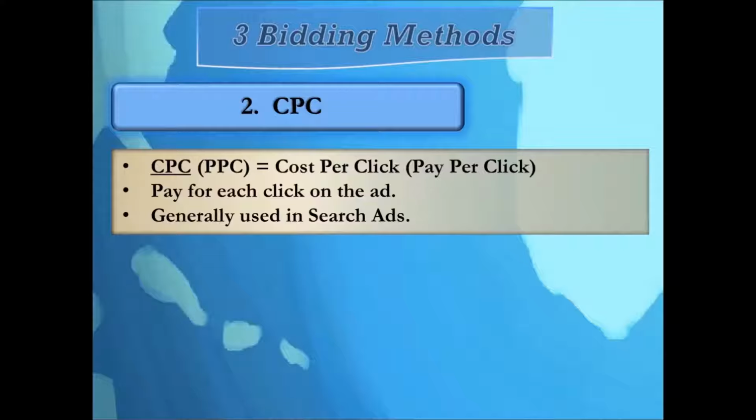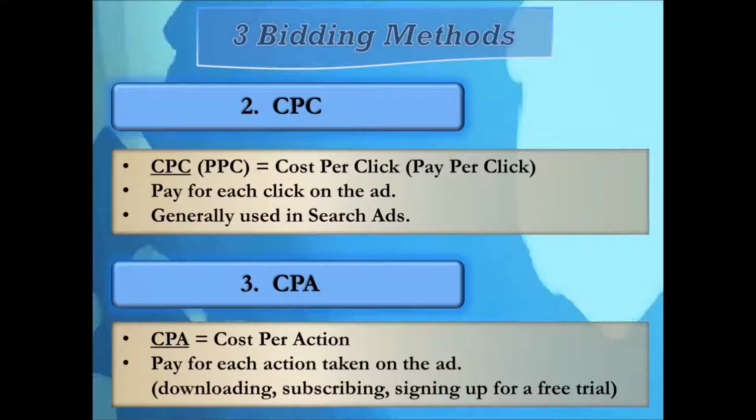Second is CPC, or sometimes PPC, which stands for cost per click. You pay every time a person clicks on your ad. CPC is generally used in search ads. It is also recommended for business owners who are just starting out with Google Ads. Finally, we have CPA, which stands for cost per action. You only have to pay when someone takes a particular action, such as downloading your app, subscribing to your mailing list, or signing up for a free trial.